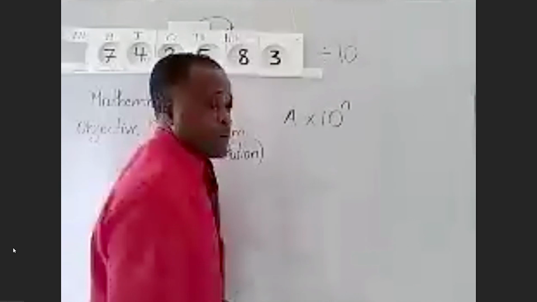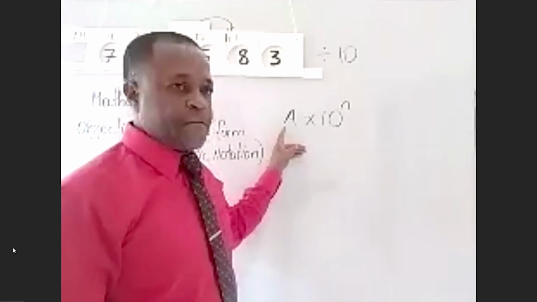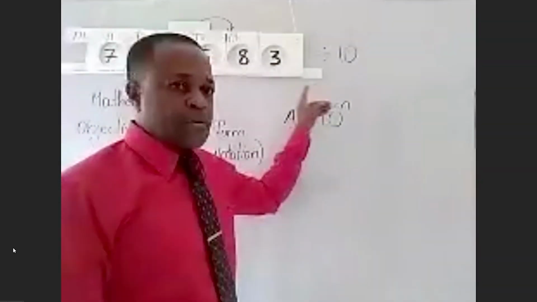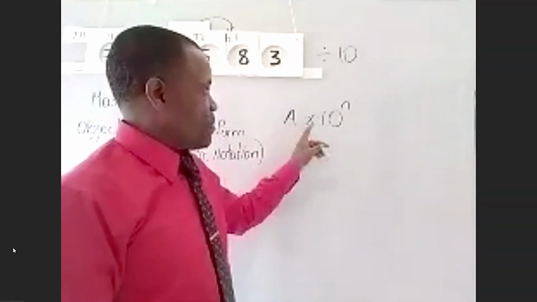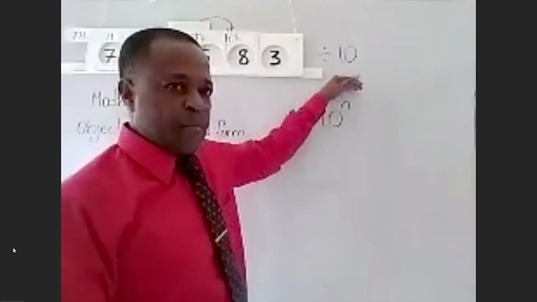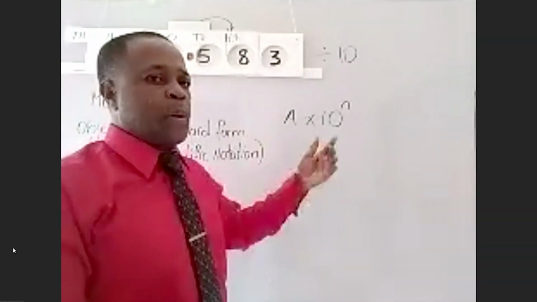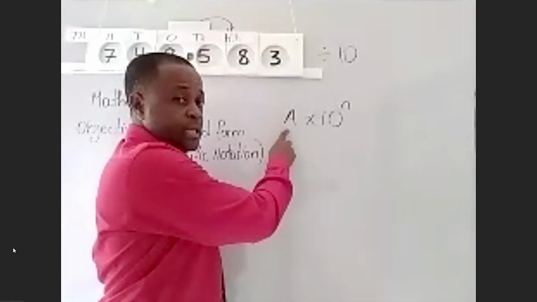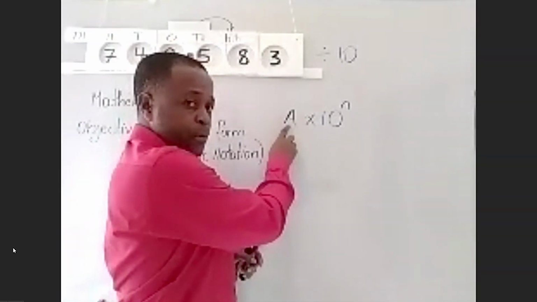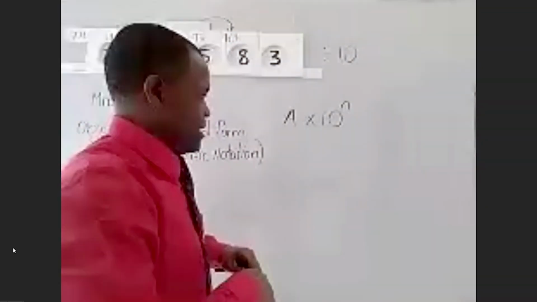Now, if we're given a number to write in standard form, this is how we actually write a number in standard form. A number, which is A, multiplied by 10 to the n power. So it's a number being multiplied by the power of 10. But the number that we place here must be between 1 and 10.